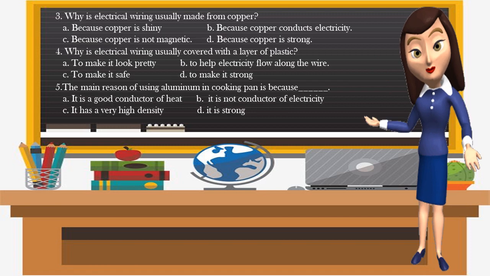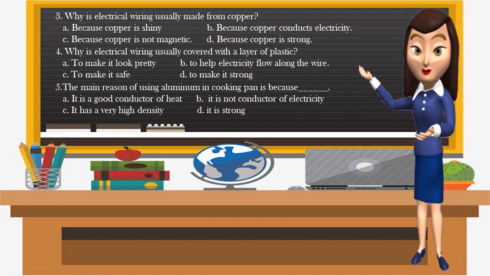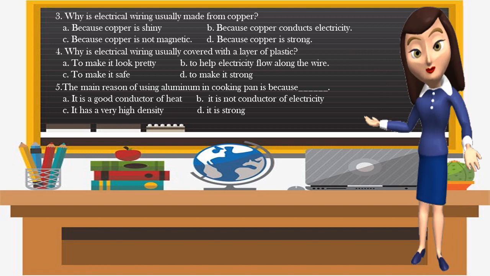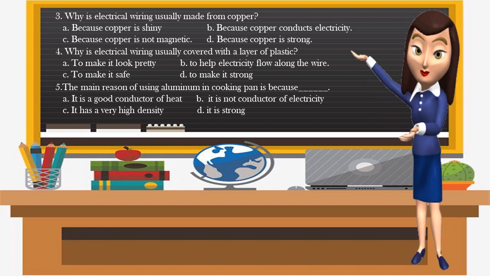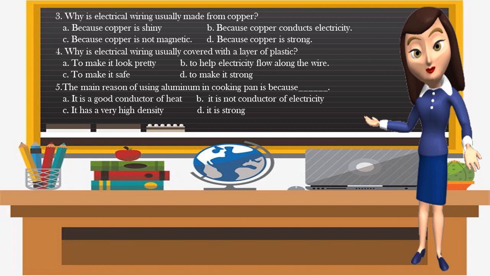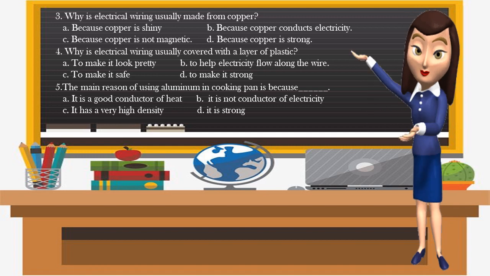Number 3. Why is electrical wiring usually made from copper? A. Because copper is shiny. B. Because copper conducts electricity. C. Because copper is not magnetic. D. Because copper is strong.